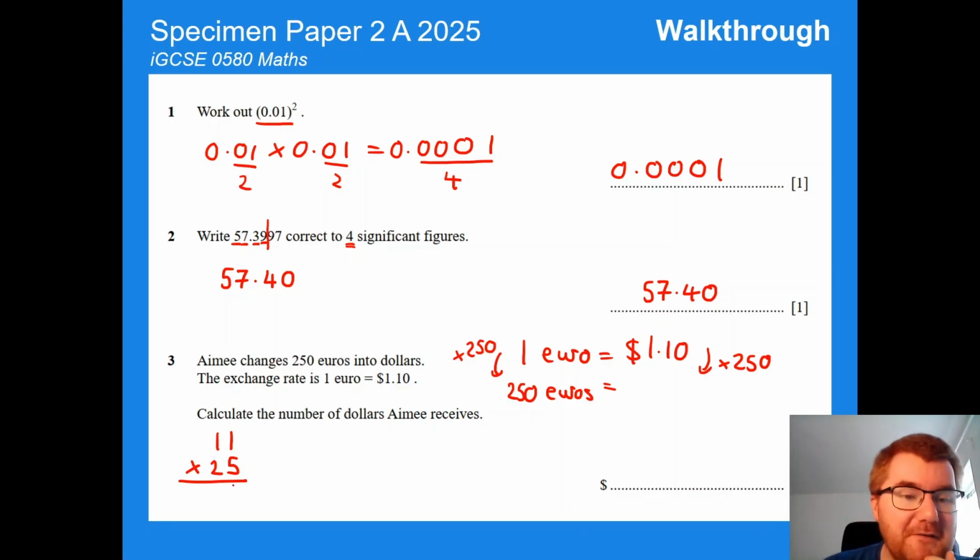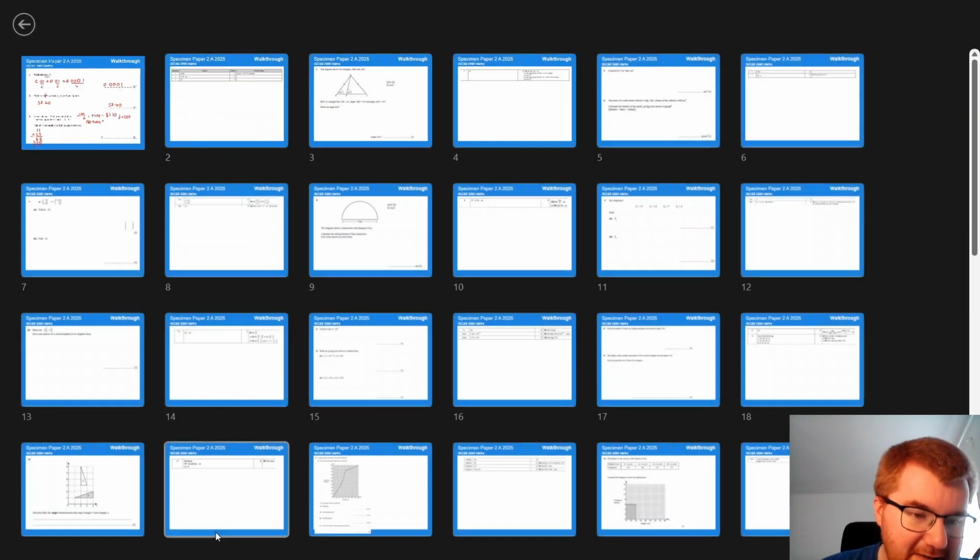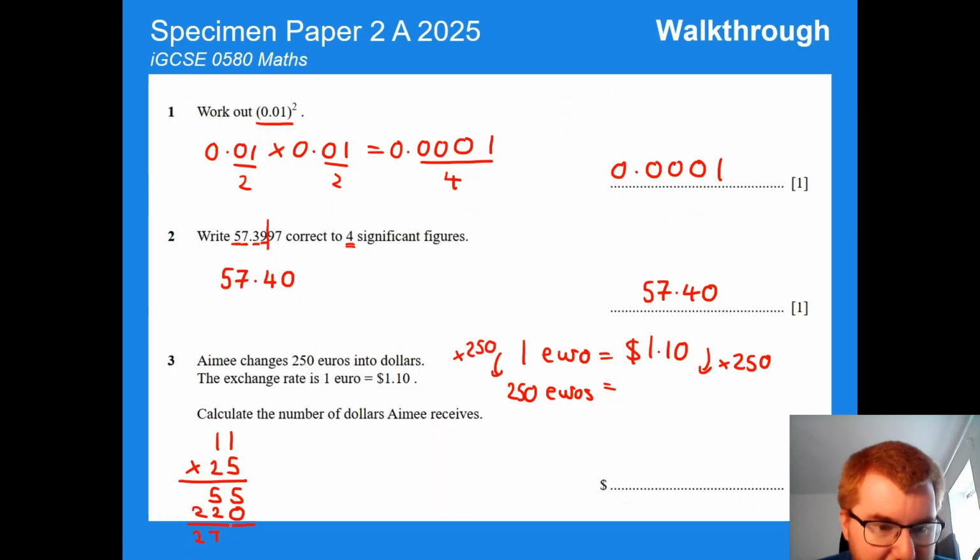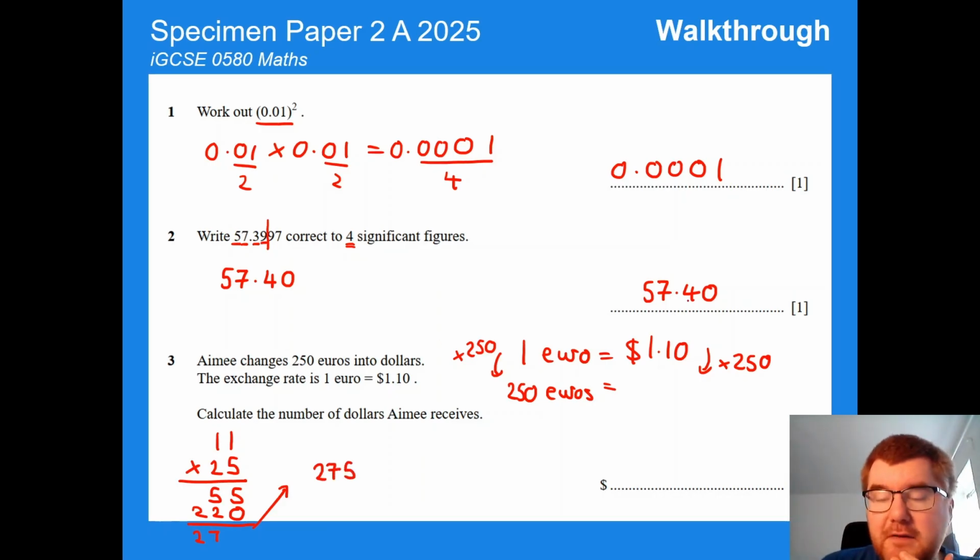So we have 1 times 5, that's equal to 5. 1 times 5 is here, also 5. Then for the 2 here, we add the 0. 1 times 2 is 2. 1 times 2 is 2. If we add those together, we get 270. I can write this in. Oh no, so close. Okay, let me write it above here. If we add those together, we then get 275.